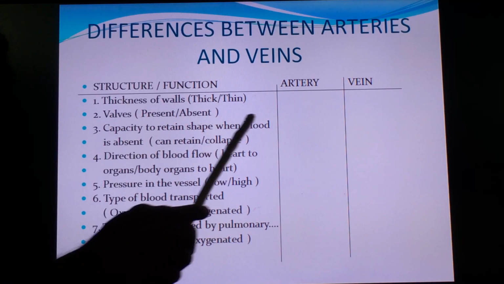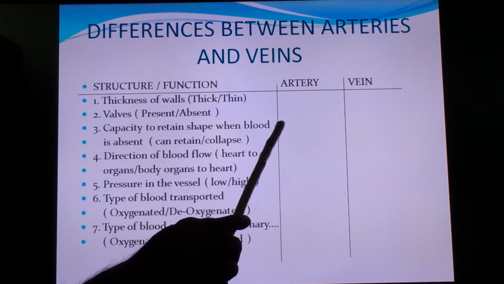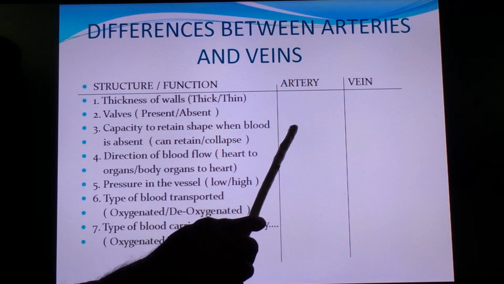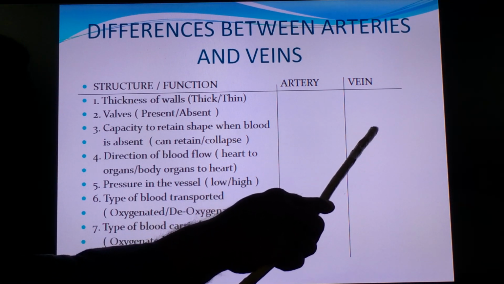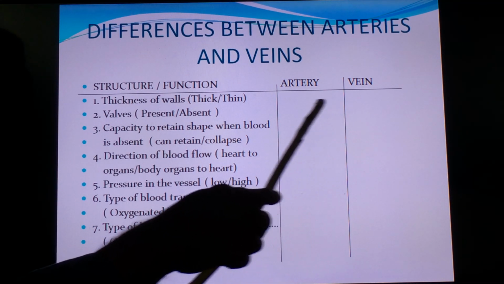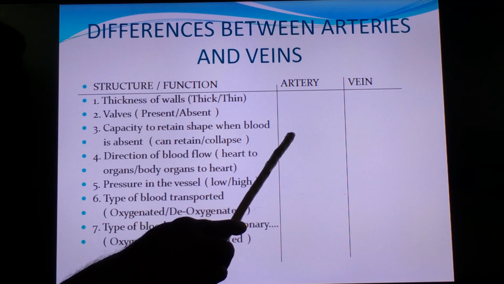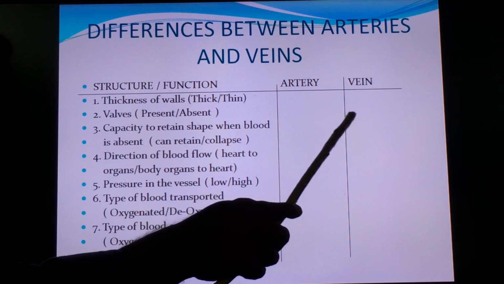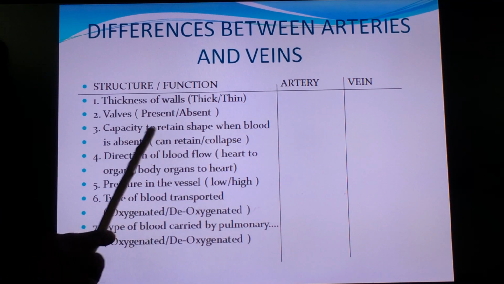Next, write down capacity to retain shape when blood is absent. For arteries write collapse, and for veins write can retain. It means when blood is present arteries can expand, when blood is absent they collapse. Veins can retain their shape.